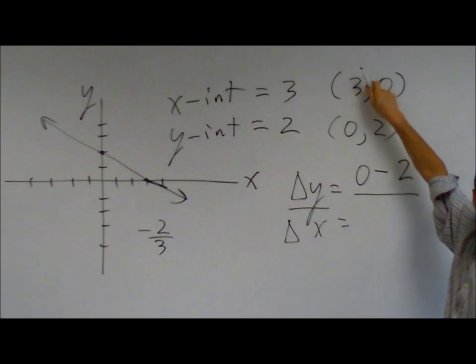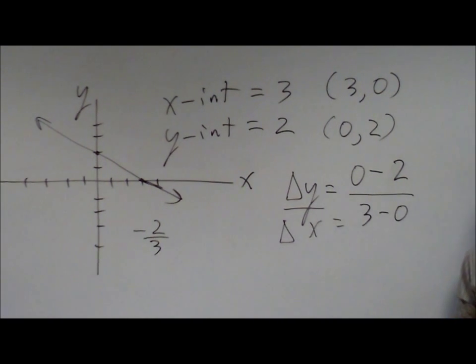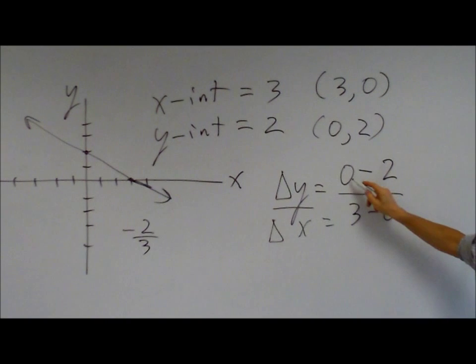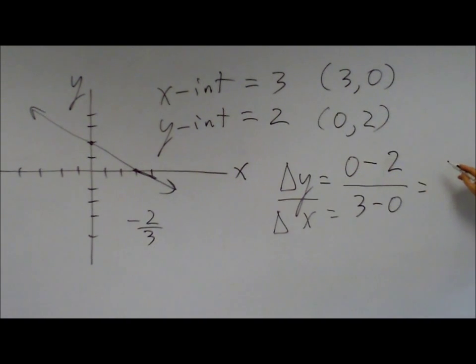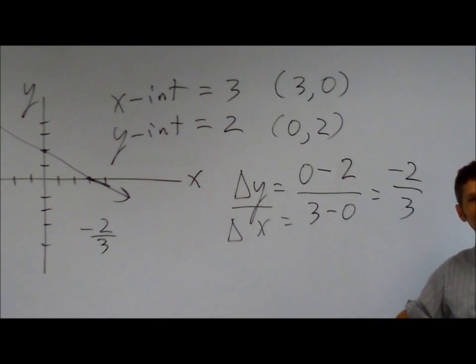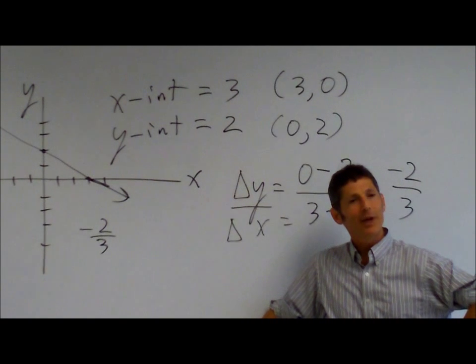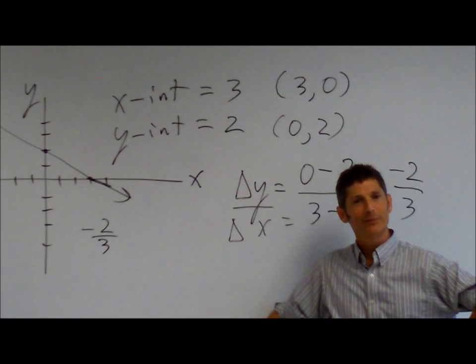My change in x is 3 minus 0. So this gives me negative 2 over 3. My slope is negative 2/3, which is what I got when I looked at the graph. It's amazing how this math stuff works out.